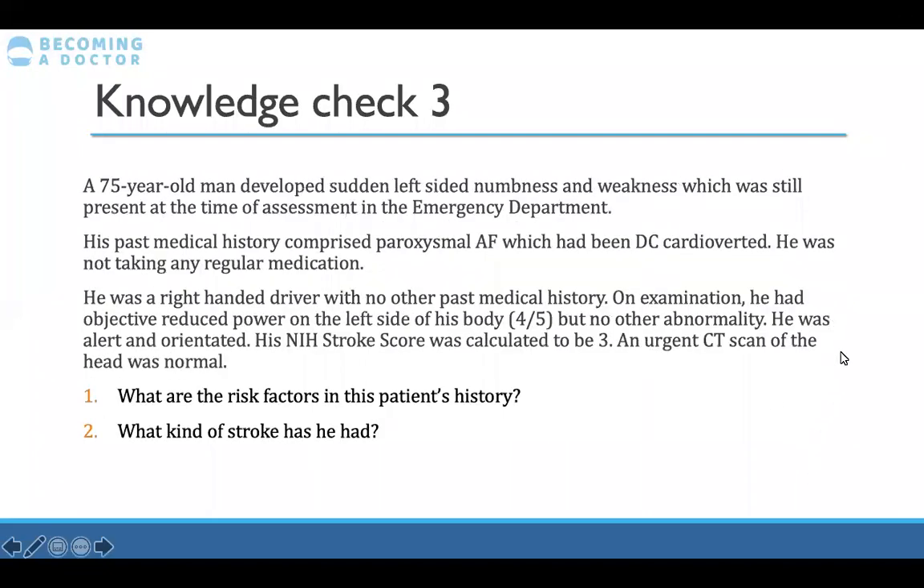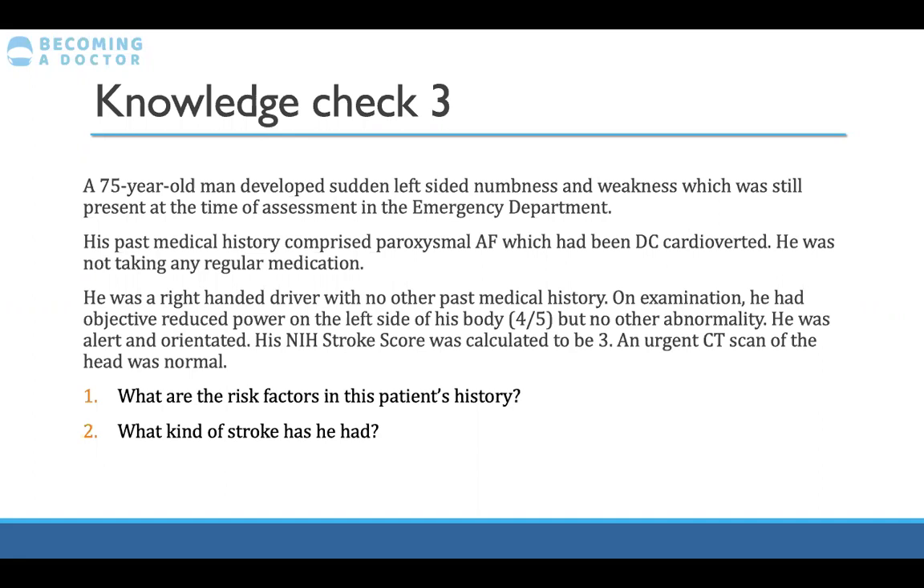Moving on to another case. I'll read it out at the same time. So, 75-year-old man, sudden left-sided numbness, weakness, which was still present at the time of assessment in ED. Past medical history comprised of paroxysmal AF, so that means AF that comes and goes, which has been DC cardioverted. He was not taking any regular medication. He was a right-handed driver with no other past medical history.